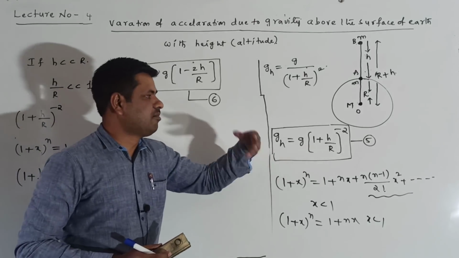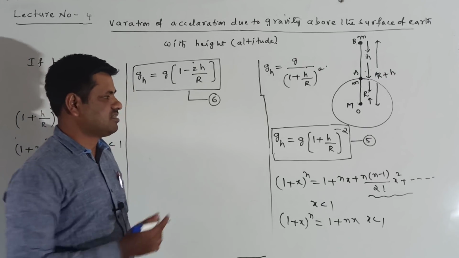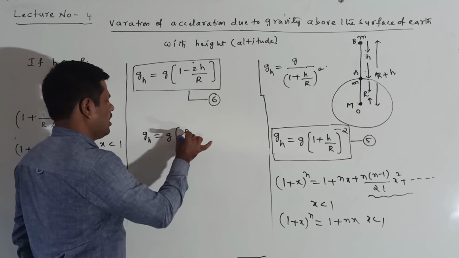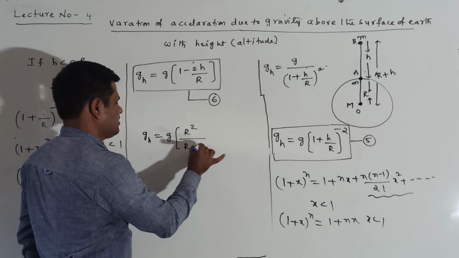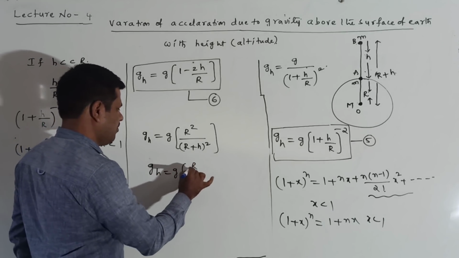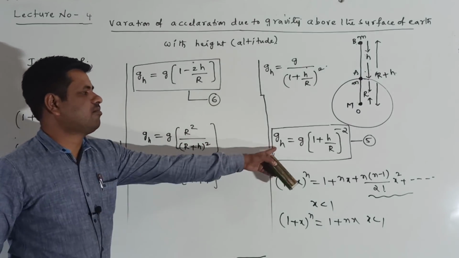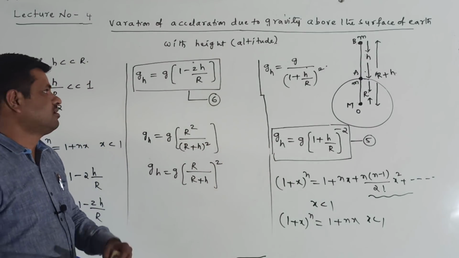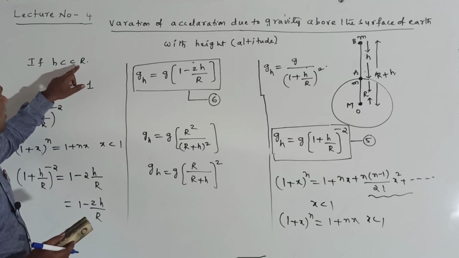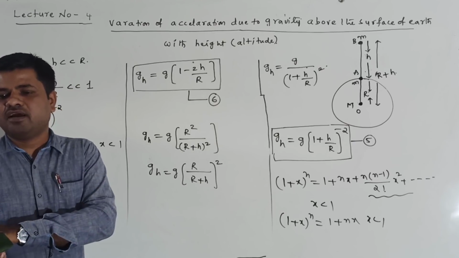The other two formulas are applicable for all heights, which we already discussed. Here Gh is equal to G into r square by r plus h whole square, or Gh is equal to G into r by r plus h whole square. These two formulas are applicable for all heights. But equation 6 is applicable when the height is smaller than the radius of the earth, meaning the radius of the earth is larger and the height is smaller.